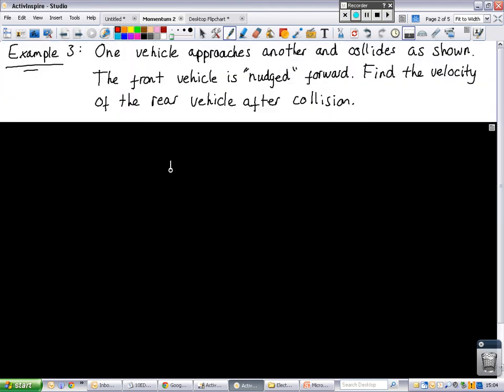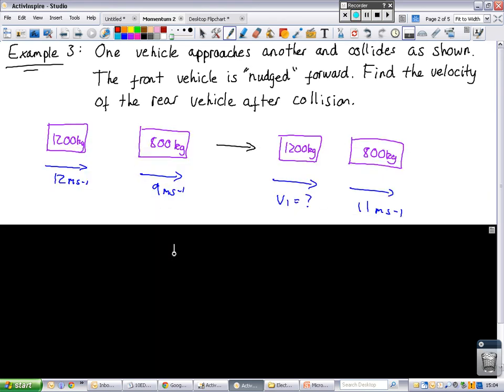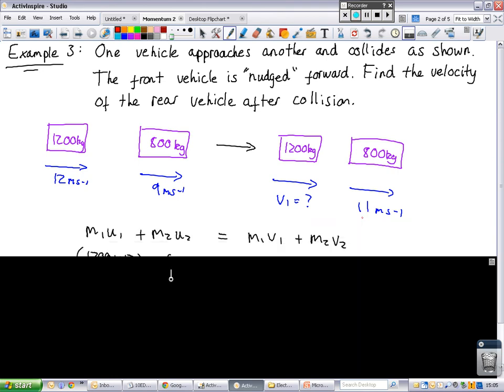So we looked at an example where one vehicle approaches another and collides, as is shown here. It's different from the previous example that we looked at in that both vehicles are moving before the collision and both vehicles move off separately afterwards. But we still apply the same logic. We still draw in our masses in little boxes. We draw in our velocities of each individual mass before the collision. We draw an arrow to indicate when the collision has occurred, and after the collision we do the same thing. We draw those masses again with their new velocities. So we've got one missing velocity, and that's what we have to figure out.